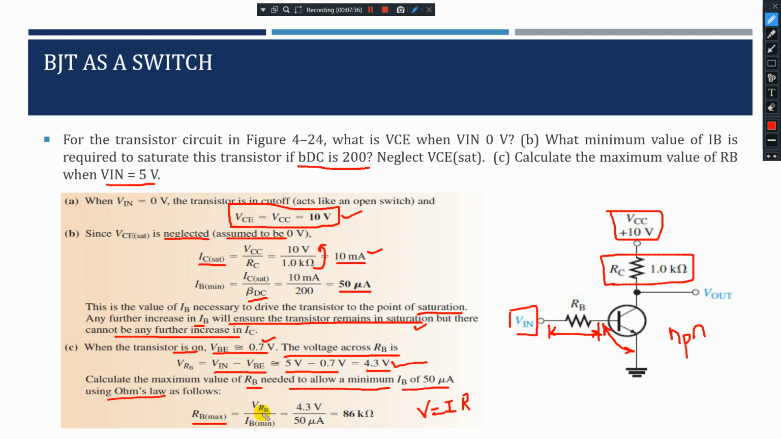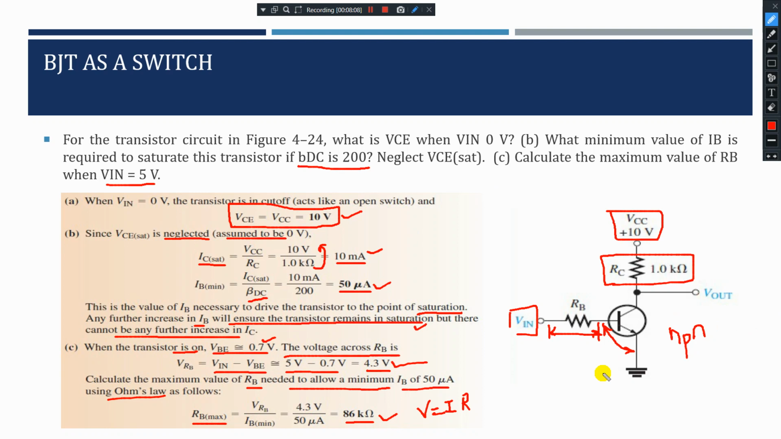So V of RB, the voltage across RB, is nothing but your input voltage, V in minus VB. So it is 4.3 divided by the current flowing through it. What is the IB current flowing through it? It is 50 microampere. If you solve this, you will get 86 kilo ohm. So RB is equal to 86 kilo ohm.